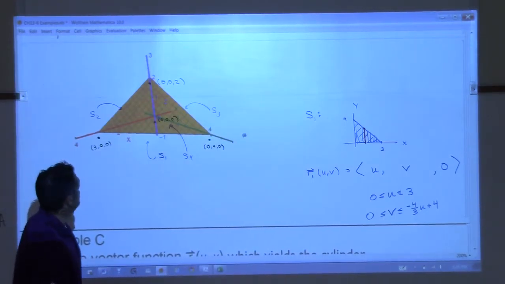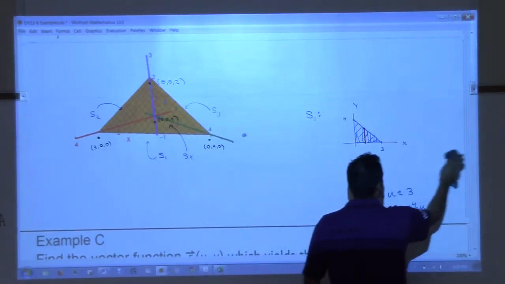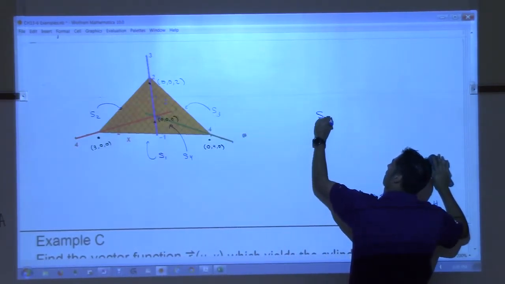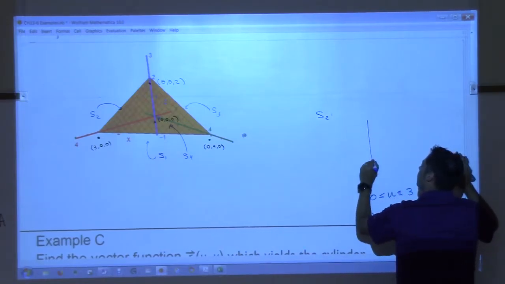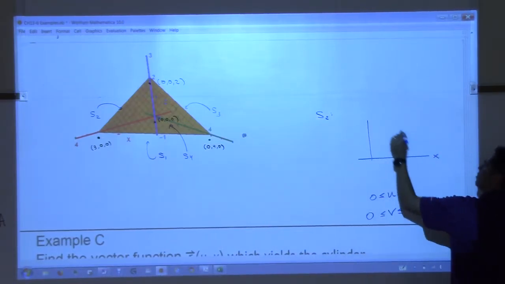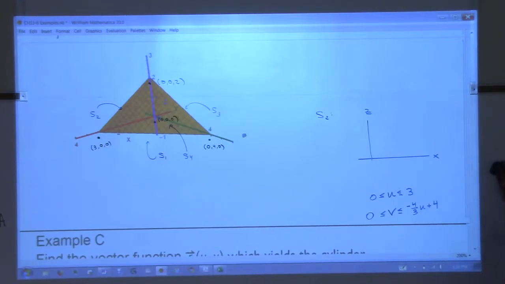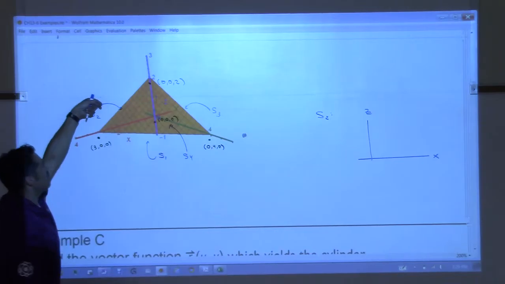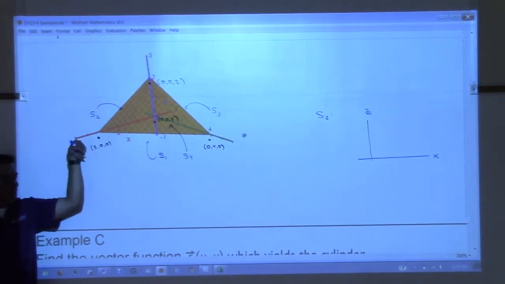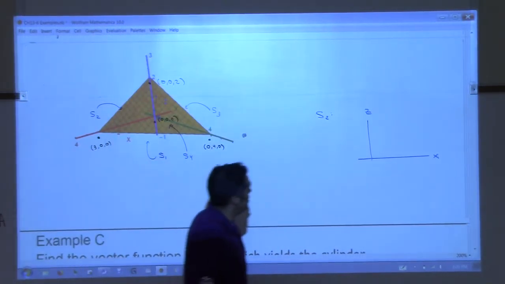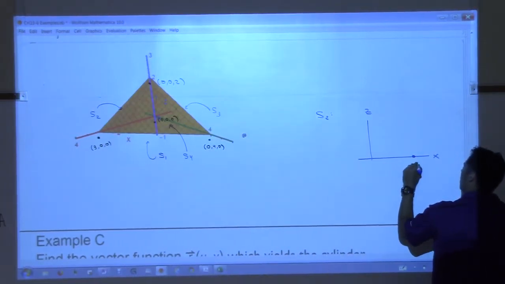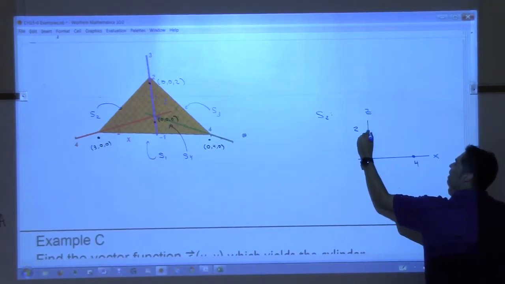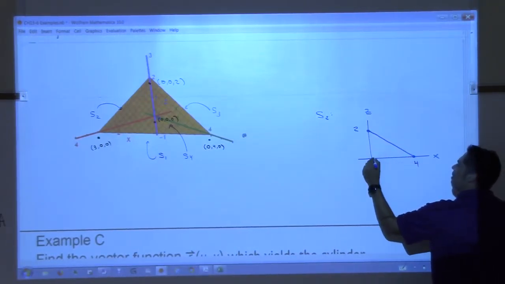All right, what about S2? I'm going to draw another picture for S2. Now I have the x and z plane, don't I? S2 is along this backside. It's kind of like I've walked around to the side, looking at it from the backside. It hits the x-axis at 4. Where does it hit the z-axis? Up at 2? So we have basically the same sort of thing, don't we?